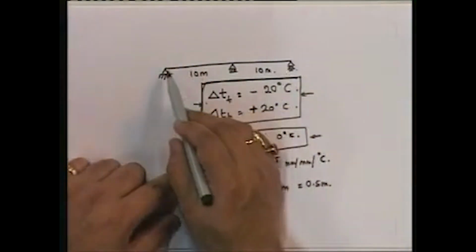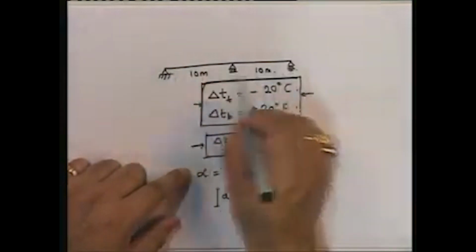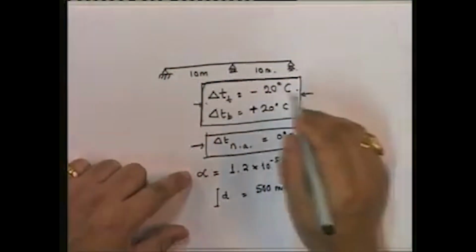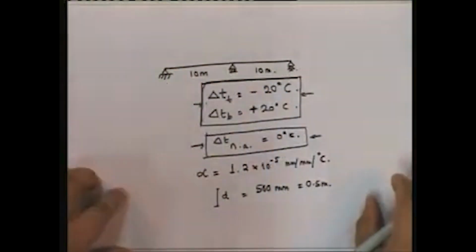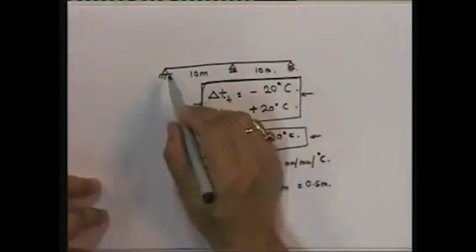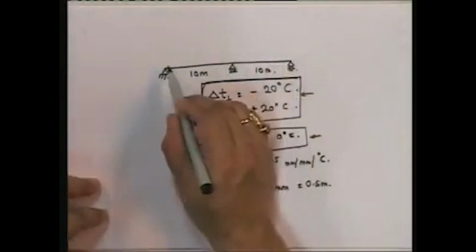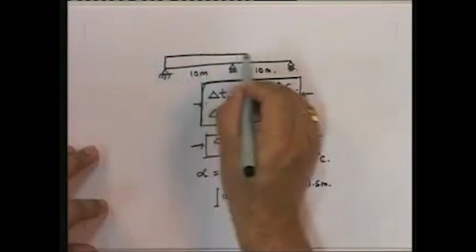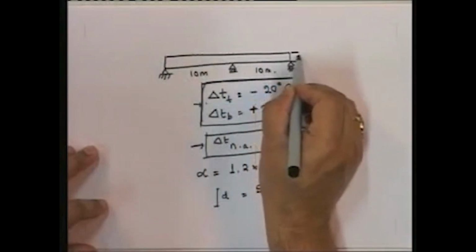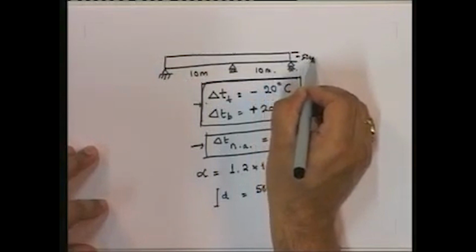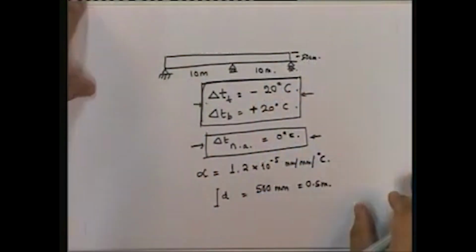What would be the forces in the supports and the bending moment diagram for this statically indeterminate truss? And I'm given that the depth of the beam is uniform. So in other words, this is the beam where the beam is 50 centimeter deep. Okay. So this is my problem statement. How do I solve this problem?